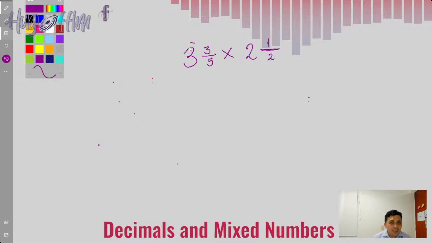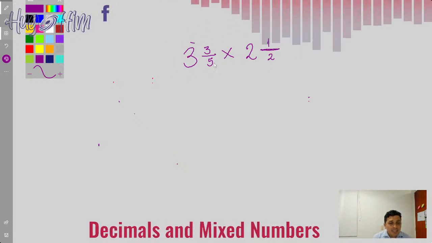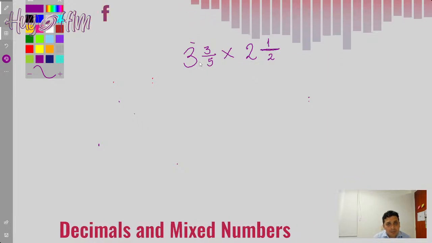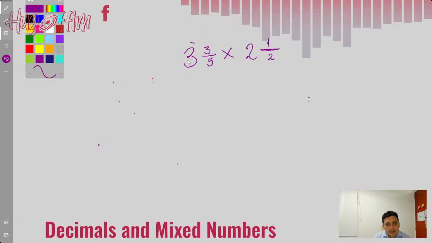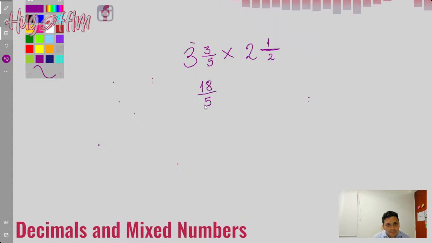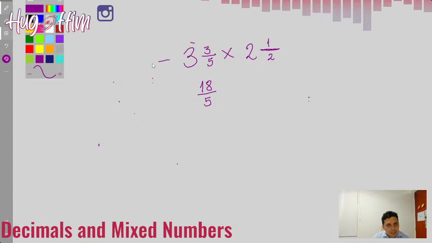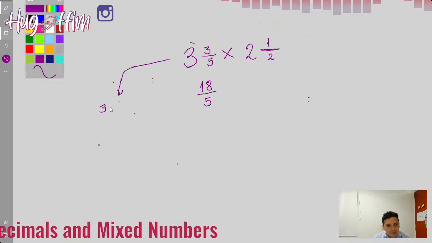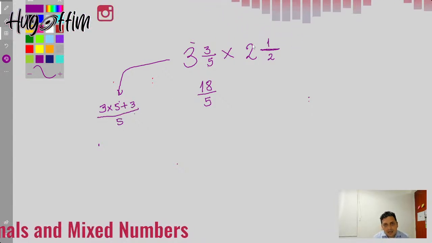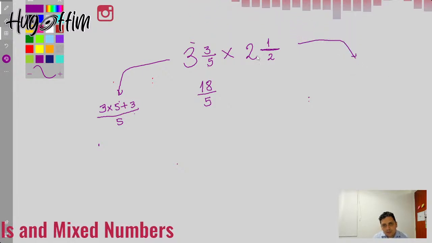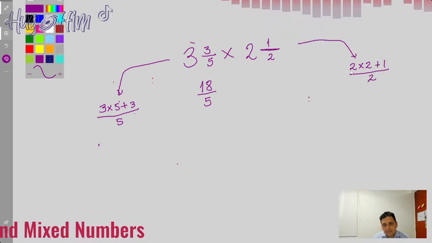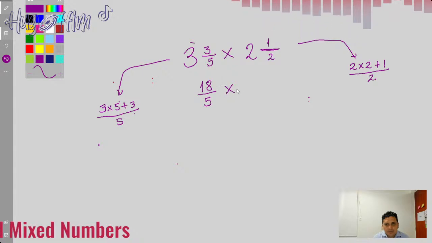Now the first thing is that you must convert these mixed numbers into improper fractions. So if you want to convert these numbers into improper fractions, remember that this mixed number is just 3 times 5, 15 plus 3, 18 over 5 times, so I can do it like here. So imagine that this is 3 times 5 plus 3 over 5. And in this case it's going to be 2 times 2 plus 1 over 2. So this is going to be 5 over 2.